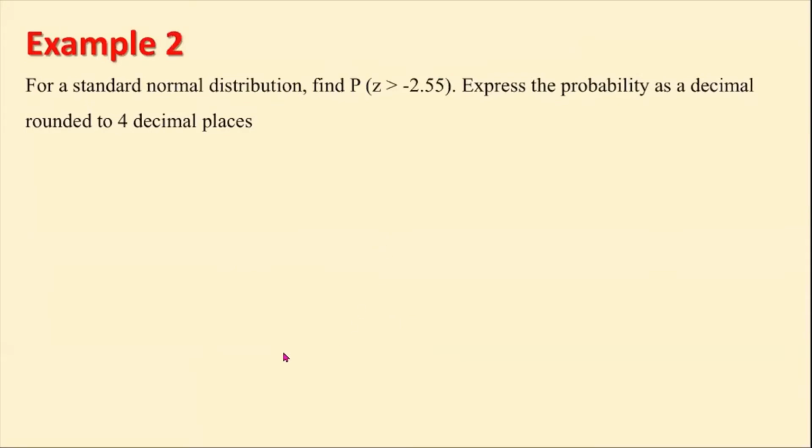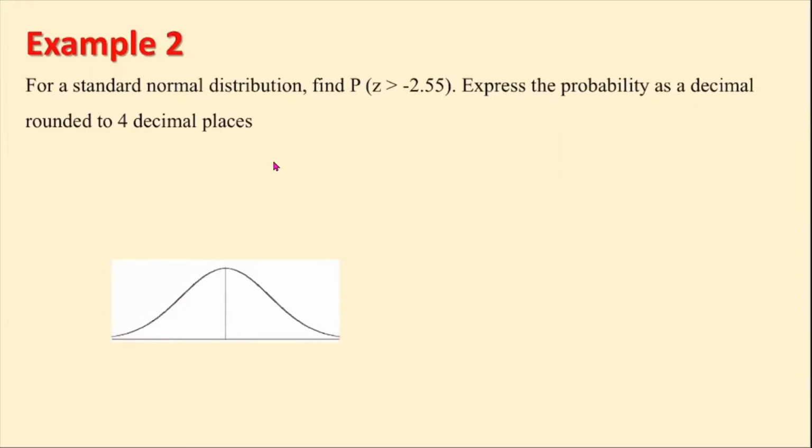So here is example 2. For the standard normal distribution, find the probability that z is greater than negative 2.55. Express the probability as a decimal rounded to 4 places. Okay. So here also we start by drawing the normal distribution. So let's do that.